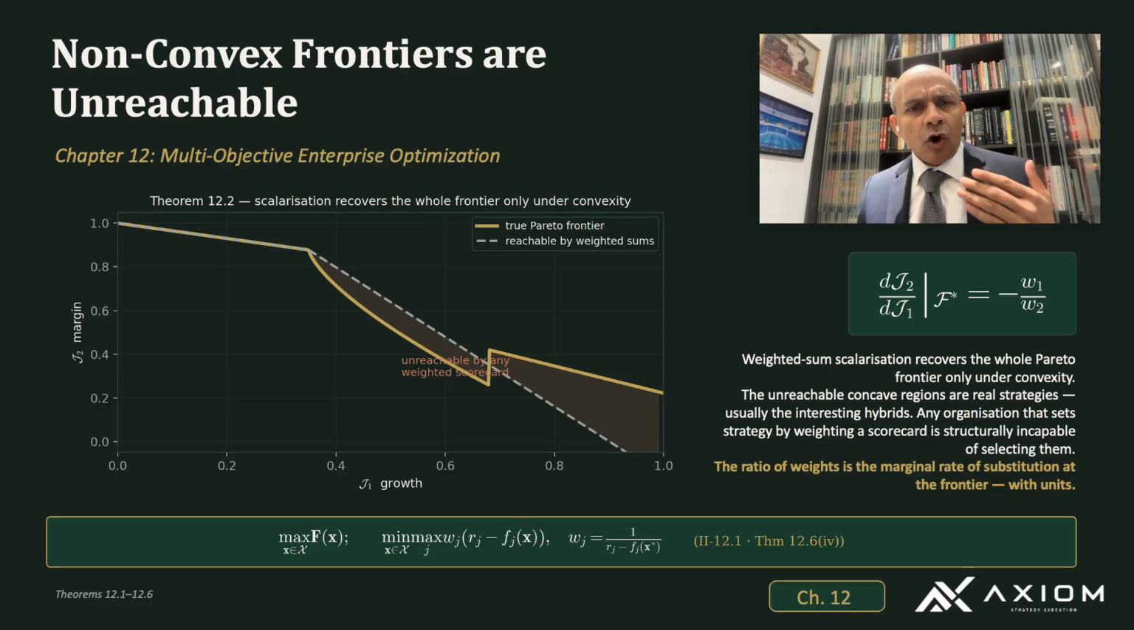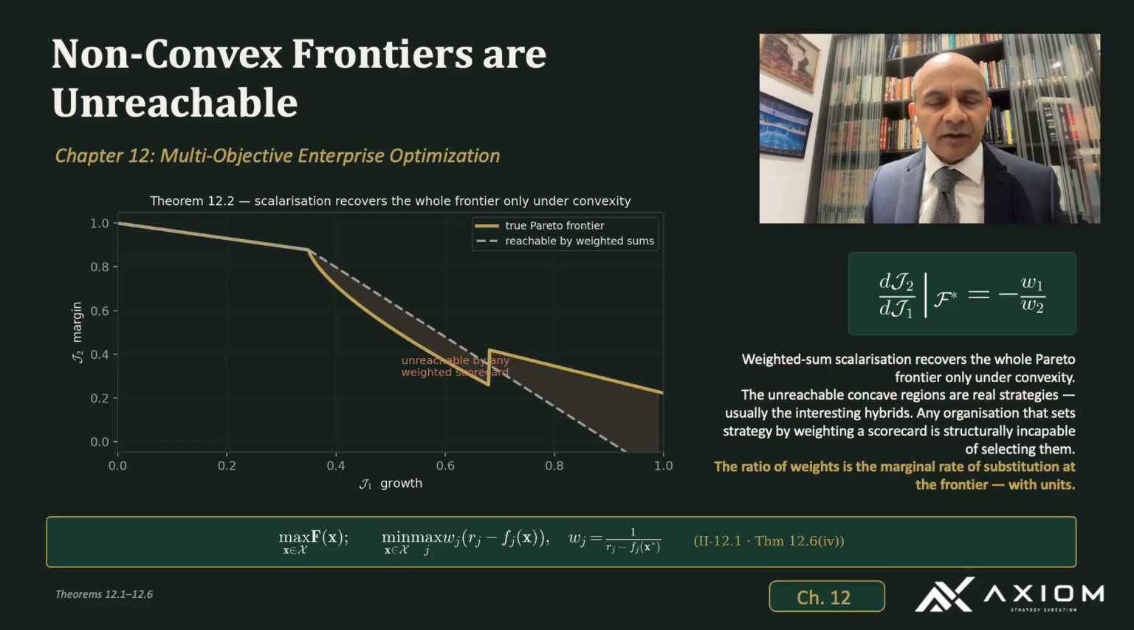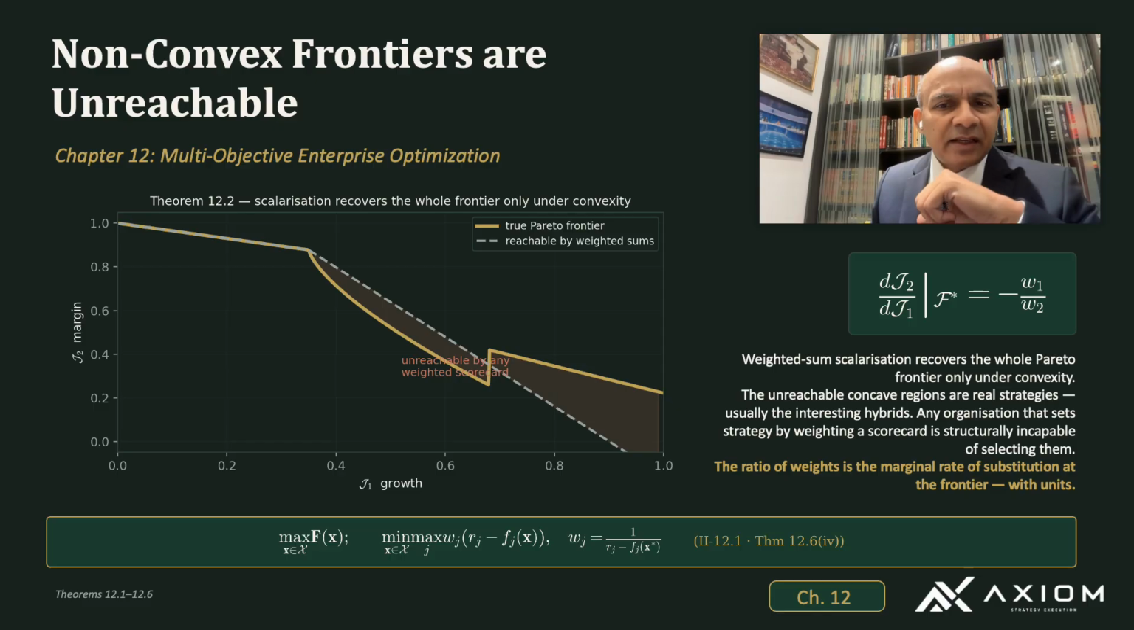So, on a non-convex enterprise frontier, weighted sums cannot reach the concave portions. Those unreachable regions are real strategies, usually the interesting hybrid ones, and any organization that sets strategy by weighting a scorecard is structurally incapable of selecting them. That is a real result about a real management practice, and it is provable.